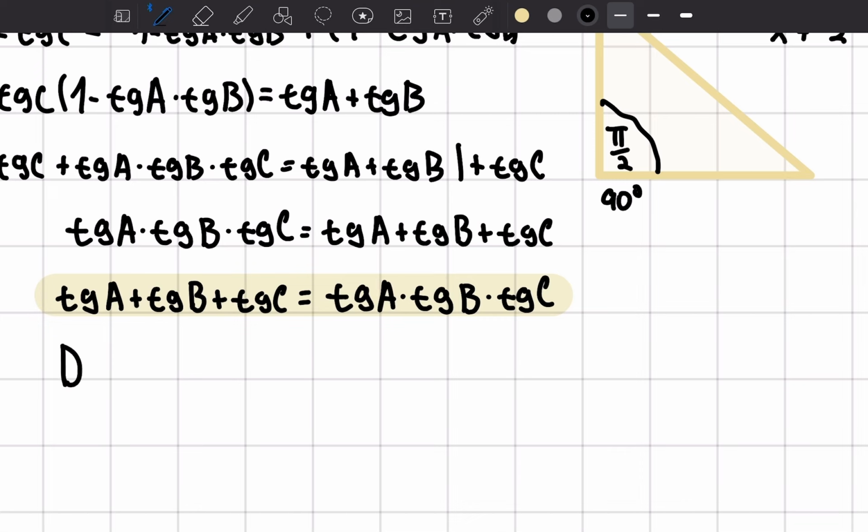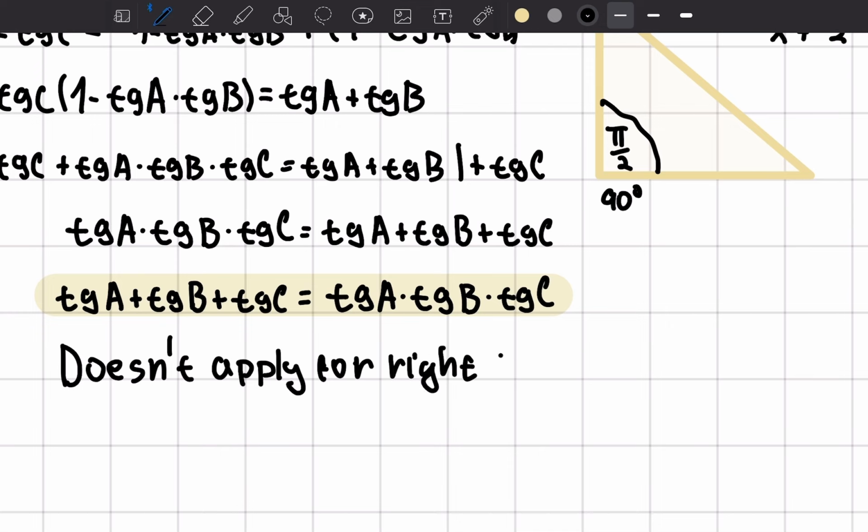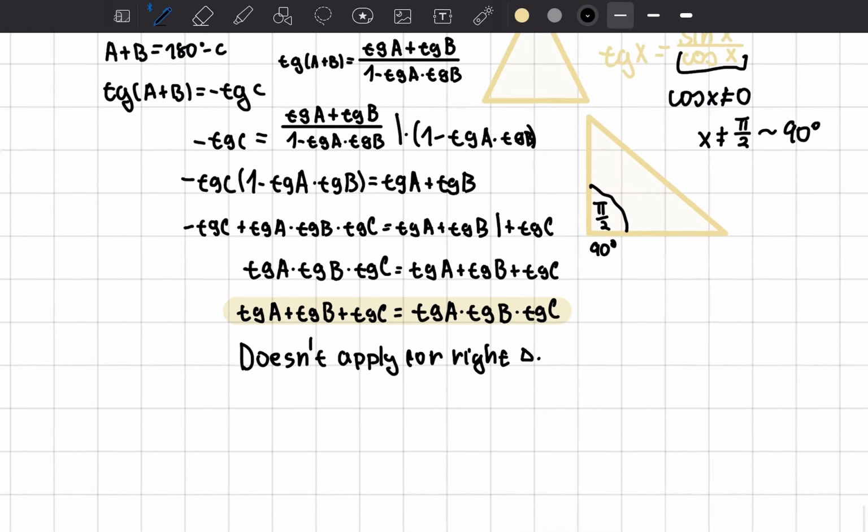I'm going to write it. Doesn't apply for right triangle. Okay, and now we are done.